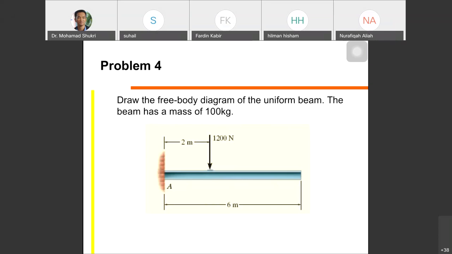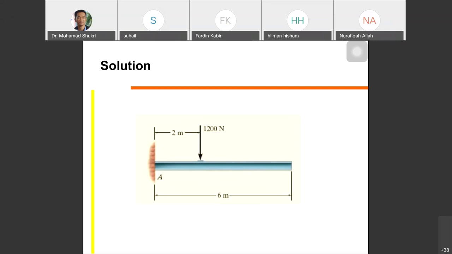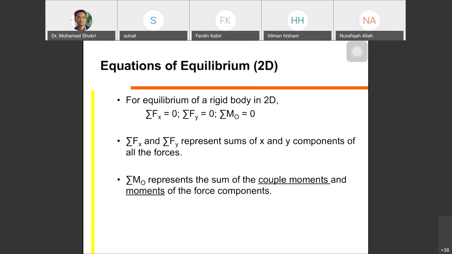Right. So like this one: draw the free body diagram of the uniform beam. The beam has a mass of 100 kilograms. So how do we draw the FBD for this one?